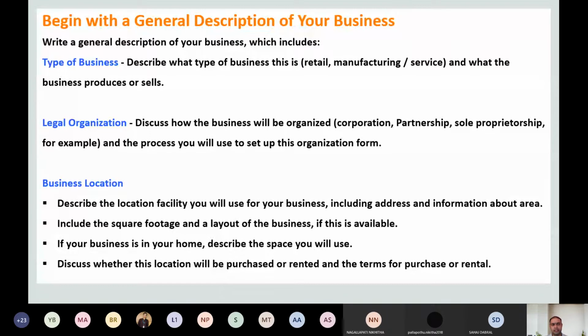From there you'll understand how your product is going to be there and how you are going to sell your product. Those ideas you can get when you decide upon your type of business.